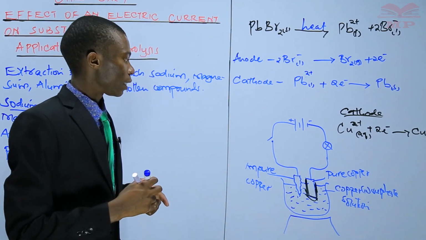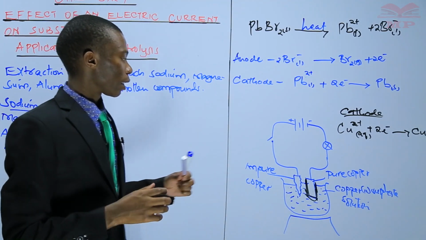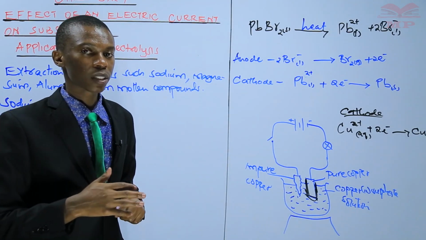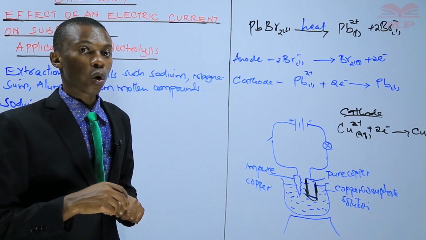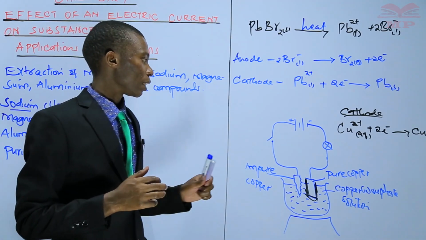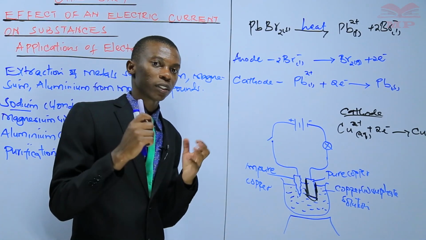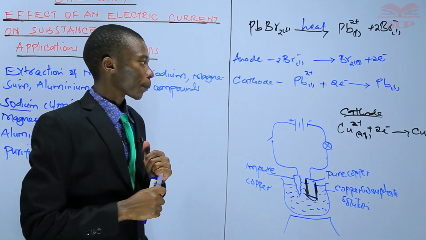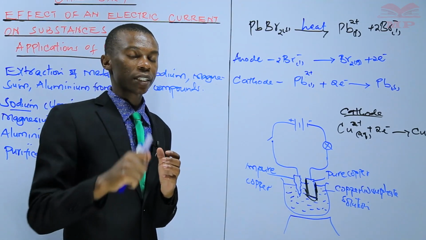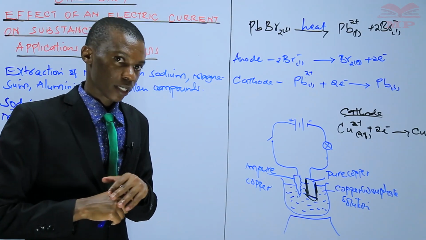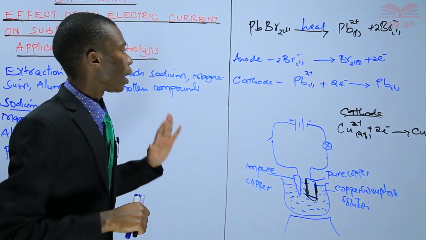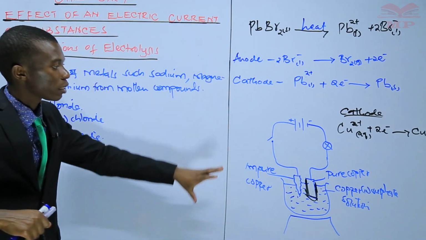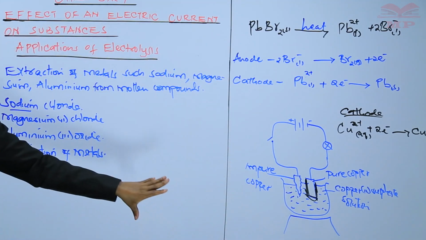That is what happens at the cathode. The copper ions gain electrons and copper metal is deposited at the cathode. Therefore, the solution must contain copper ions, and the pure copper should be made the cathode. And that is how electrolysis can be used in purifying metals.